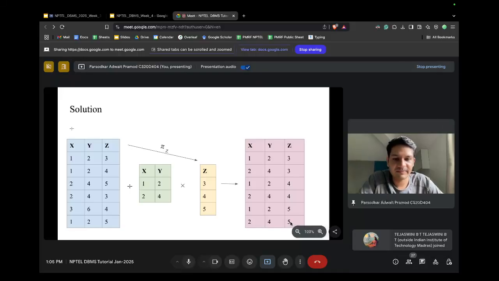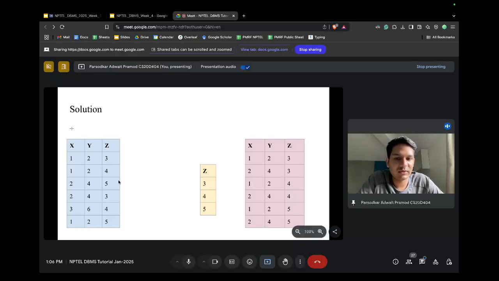Okay. So now the question is, we need to identify all the values of Z that combine with every row in the green table and is indeed present in the blue table, right? So this is the next step that we need to ensure. So how do we do that? We subtract the two tables.